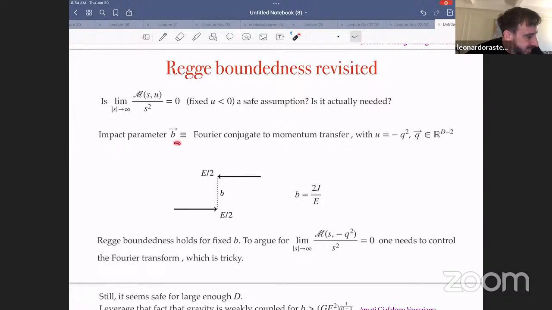What is impact parameter? Impact parameter definition is just the variable which is Fourier conjugate to momentum transfer. So U is minus Q squared. Q lies in the D minus two dimensional transverse space. And if you Fourier transform, you find B. So just a change of variables from S and U to S and B.